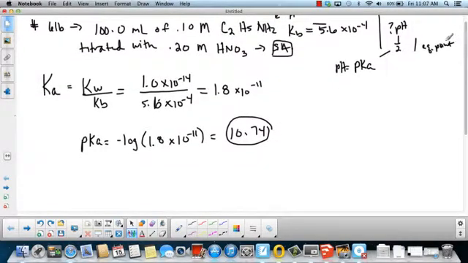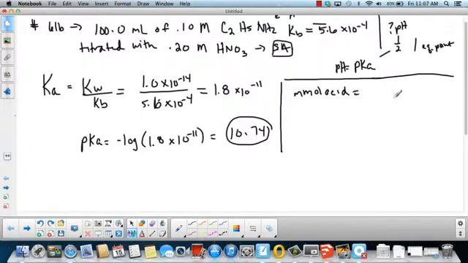Now, at the equivalence point, we have to figure out how many moles of the base we originally have and how many moles of acid we're going to need to add in. So let me do this over here, see if I've got enough room. At the equivalence point, the moles of acid, actually we're doing millimoles, are simply equal to the millimoles of the base that were presented.